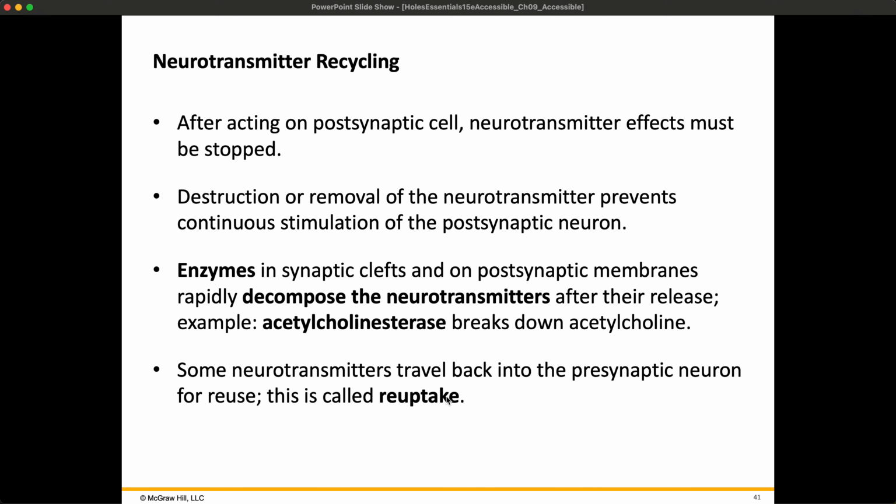Some neurotransmitters just travel back. They call it reuptake, like a little suction action where they just get drawn back into the cell. Drugs, things like cocaine, nicotine, methamphetamines, will inhibit these processes.